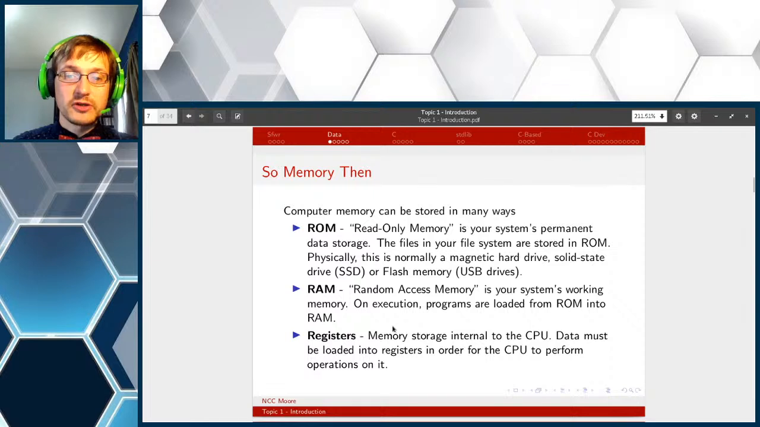Registers are memory storage internal to the CPU. Data must be loaded into the registers in order for the CPU to perform operations on it.